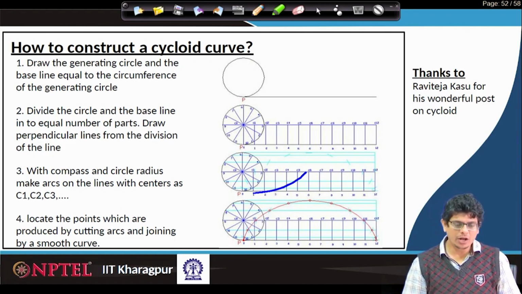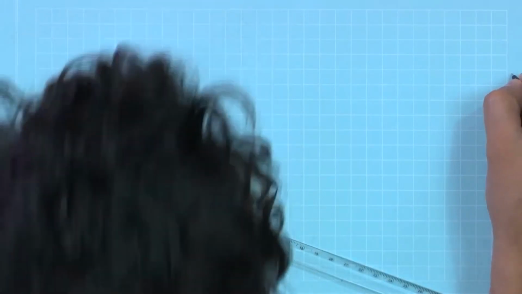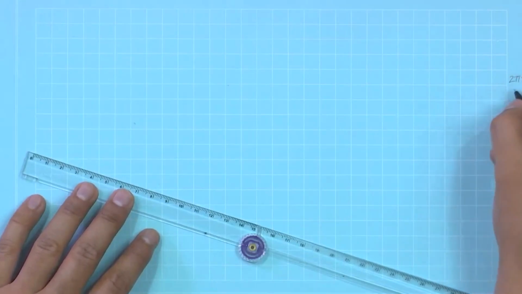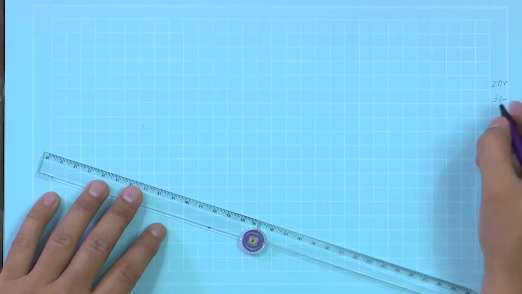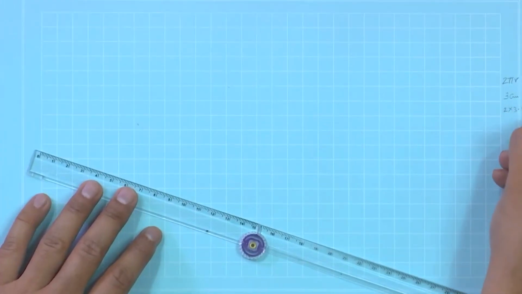First, we have to draw a circle of chosen radius and know that 2 pi r distance, draw a horizontal line. So, let us use a generating line, 2 pi r we have to do. Maybe r, let us pick something like 3 centimeters. So, 2 pi r length, 2 into 3.14 into 3 centimeters.